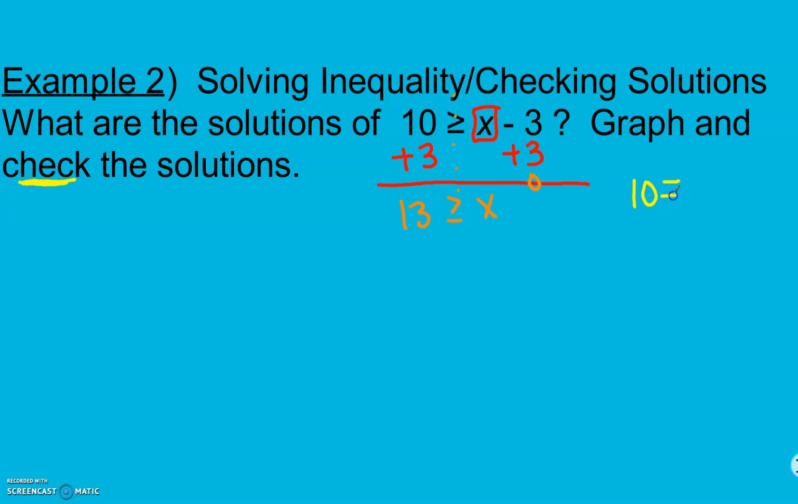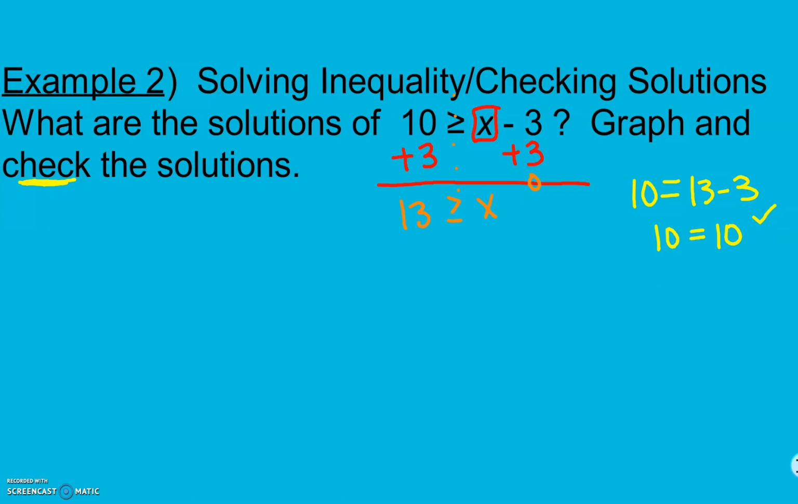Now, we can check that our boundary point is right by plugging it in. 10 should be equal to 13 minus 3. Again, that boundary point should be equal. That tells us where our equation is equal, because everything on one side is greater, everything on the other side is less. 10 equals 10 here, so our boundary point is right.